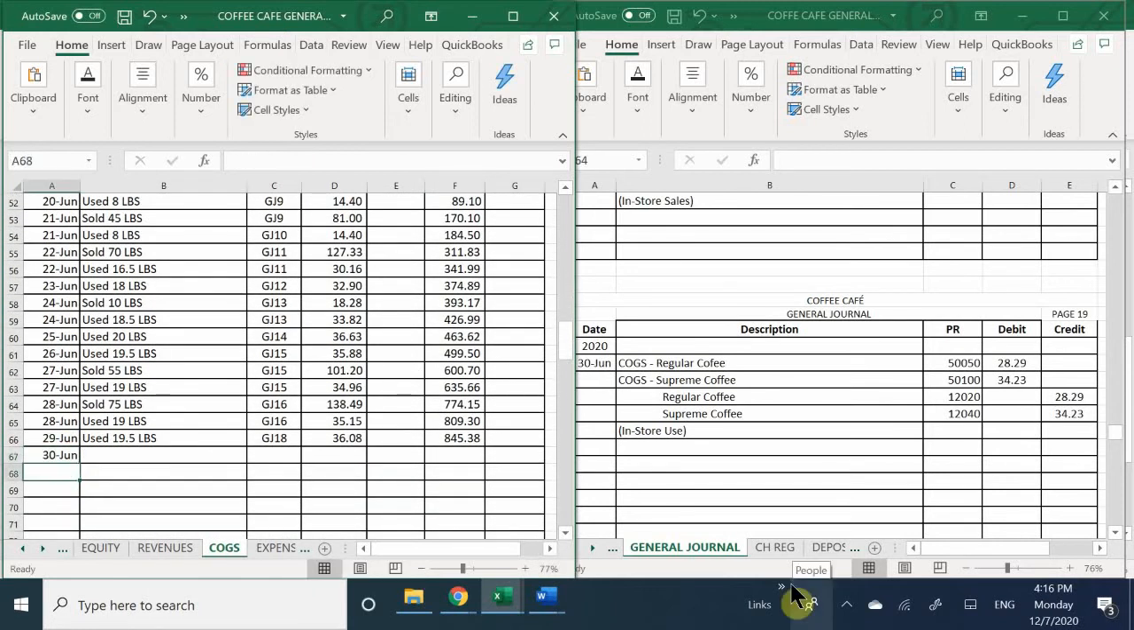So we're going to do the same thing on the Supreme. 630 through the date. Used, this was 18.5 pounds. Journal 19. And our amount for this one is the $34.23, bringing our new total to $879.61.